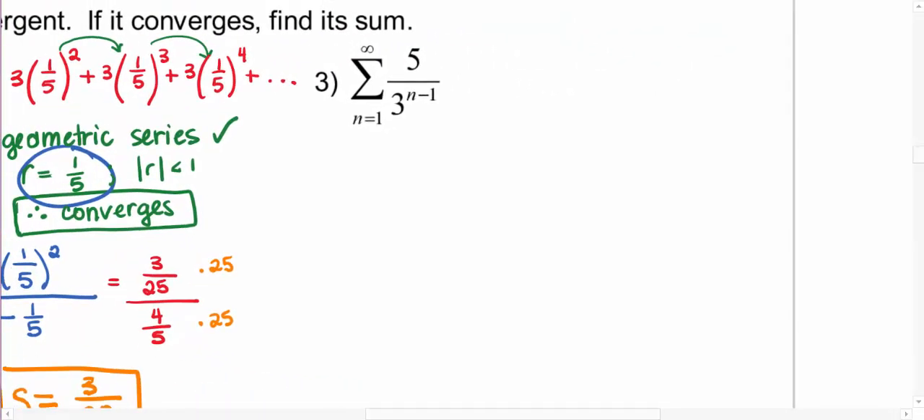All right, let's do it again. If you think you're pretty good and solid with geometric series, you may want to pause the video and see where you get. I'm going to start by writing out the first few terms of the series and seeing what my common ratio is if in fact it's geometric.